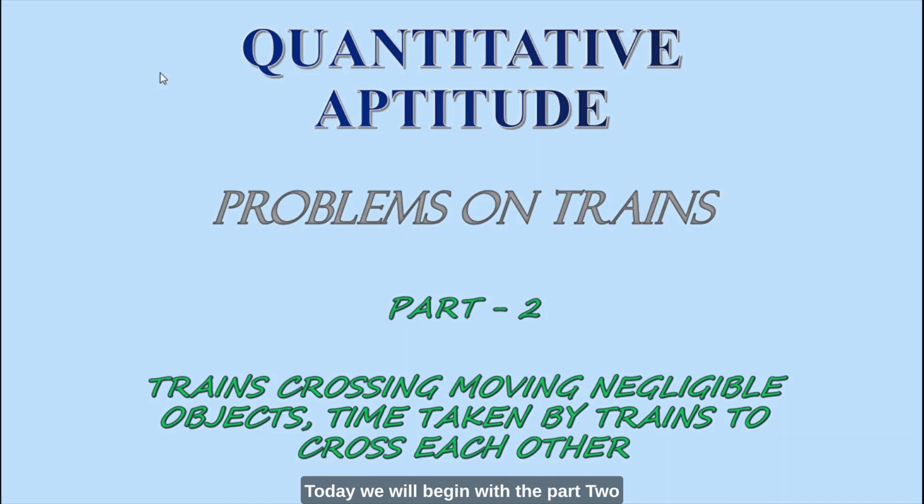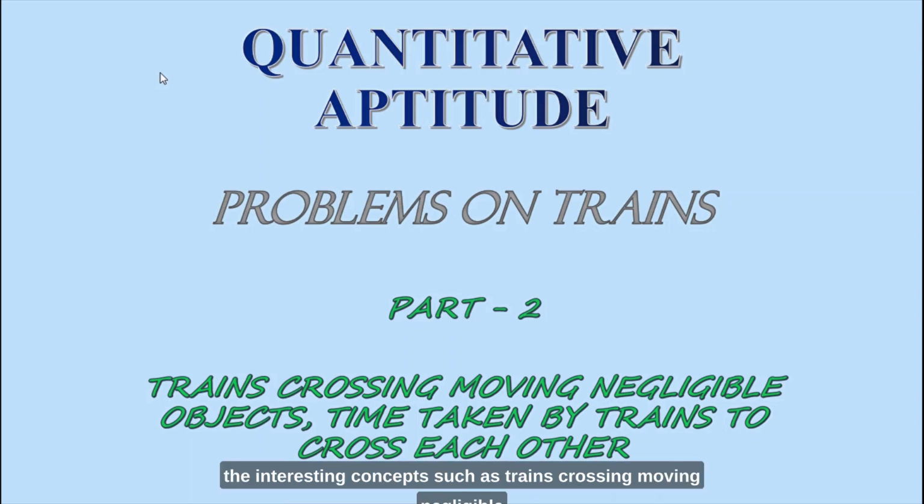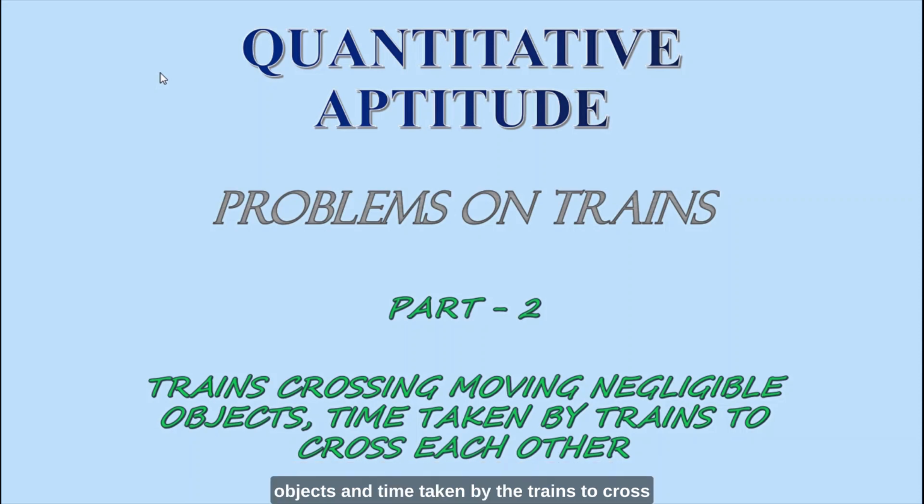Today we will begin with the part 2 video of the aptitude topic problems on trains. Before moving into this video, I hope everyone would have become thorough with the part 1 video of this aptitude topic. Problems would have been solved via both the traditional as well as the formula method. If you have not seen the part 1 video, please click on the card or the link in the bio. In this video, we will be discussing two of the interesting concepts such as trains crossing moving negligible objects and time taken by the trains to cross each other.